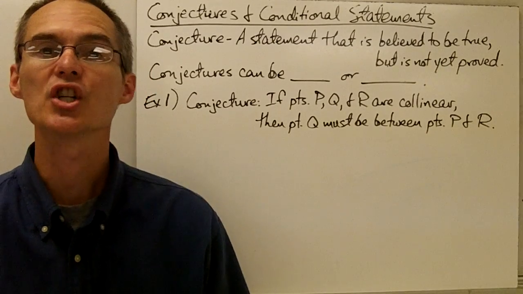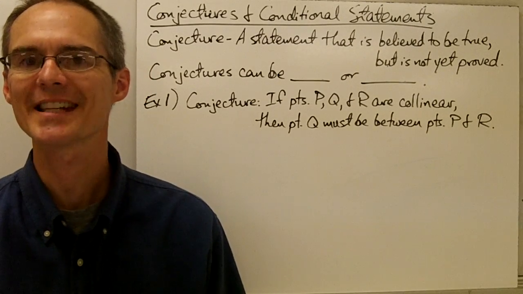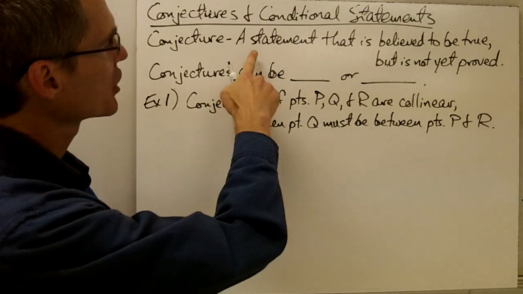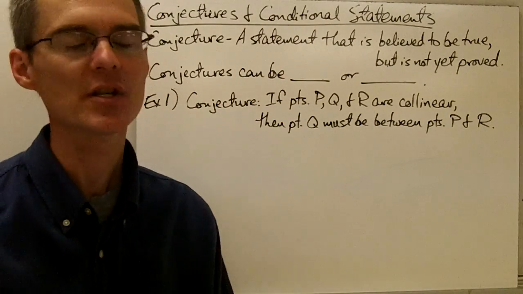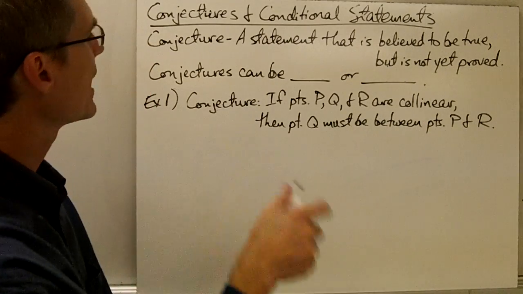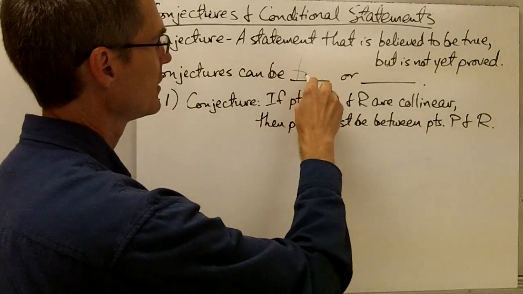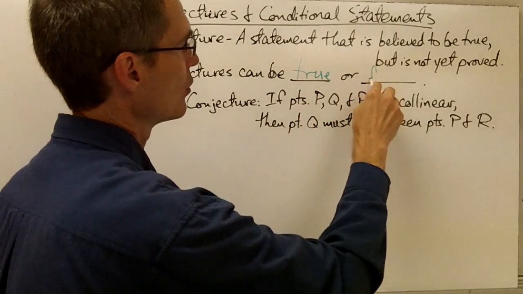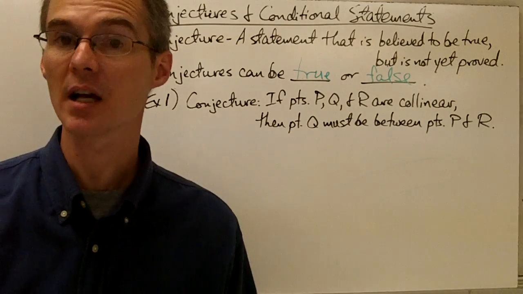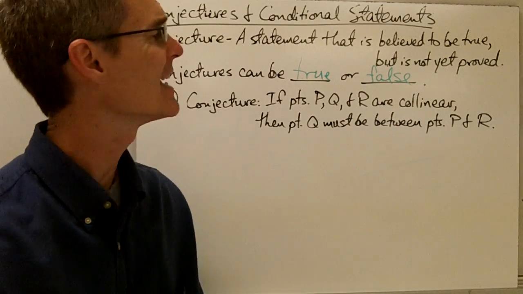This video is on conjectures and conditional statements. Now, we've already talked a little bit about conjectures. Remember, a conjecture is just a statement that is believed to be true but has not yet been proven. Now, conjectures can be true or false. Sometimes it's easy to tell if a conjecture is true or false. Other times, it's not as easy.